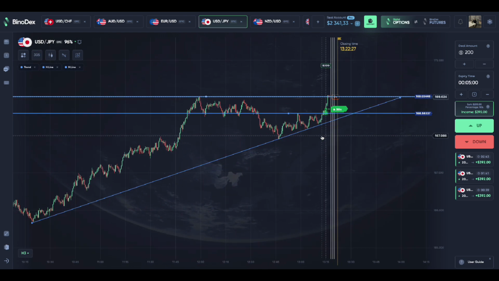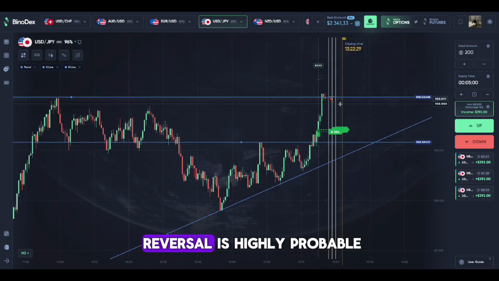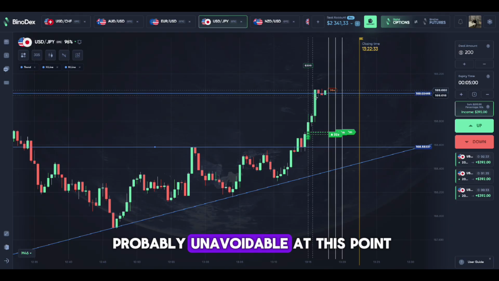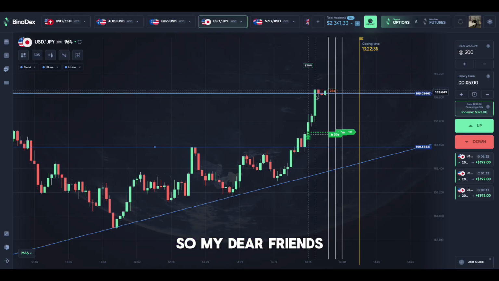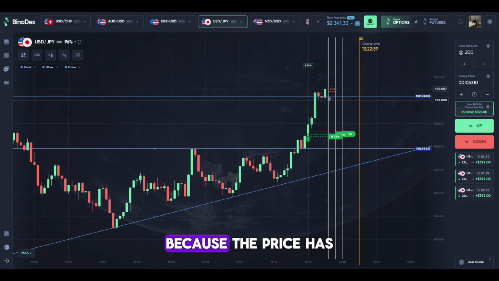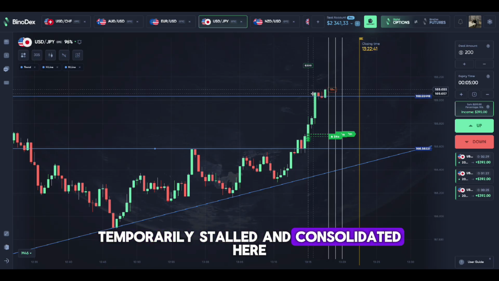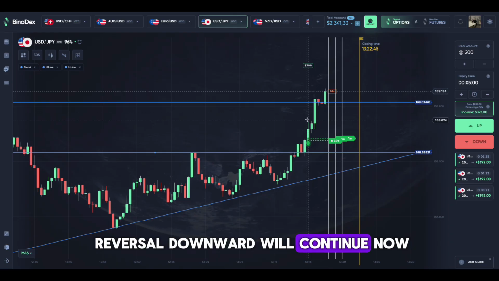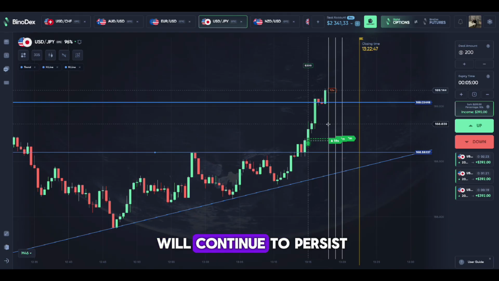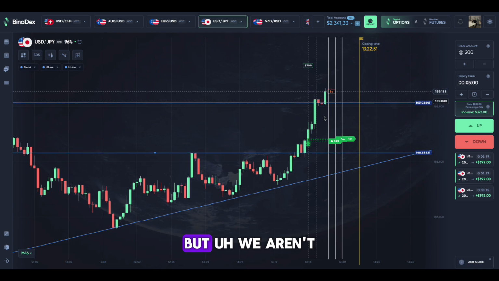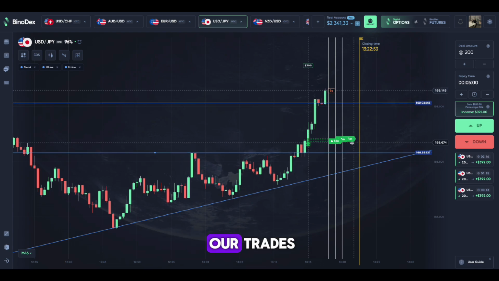Alright then. We see that a reversal is highly probable. A reversal is probably unavoidable at this point. So, my dear friends and fellow traders, although we should definitely keep watching because the price has temporarily stalled and consolidated here, it's possible that the reversal downward will continue now, or the upward movement will continue to persist in the long run. But we aren't having any issues with our trades.